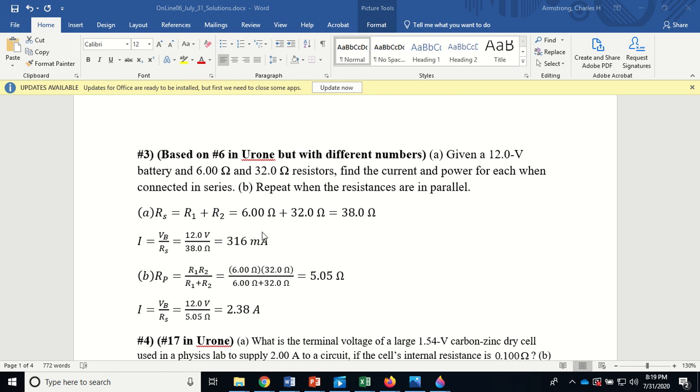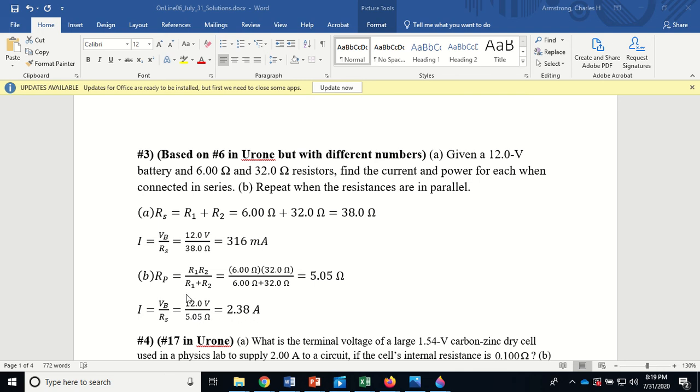I didn't find the power. Okay, the power, you just multiply them together. For the current, you just divide the voltage by the resistance. In parallel, you just find what the resistance is, 5.05 ohms. So then the current would be 12 volts divided by 5.05 ohms, 2.38 amps.